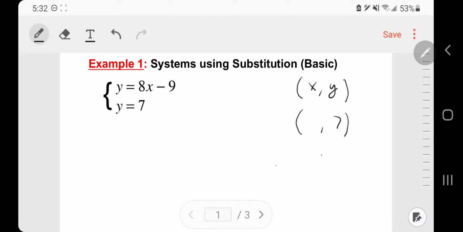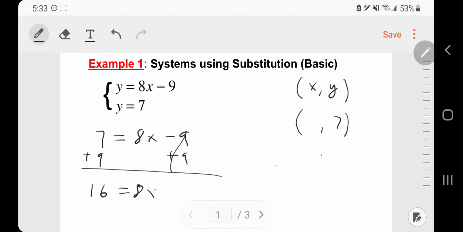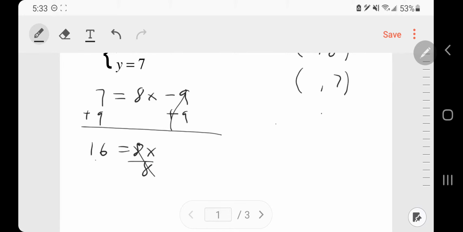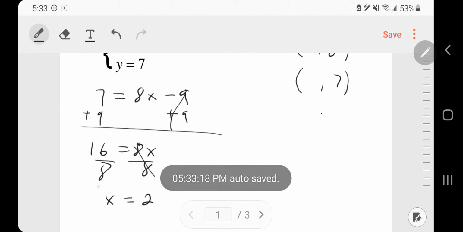is going to be. The way we do that is exactly what the name of it is, which is substitution. I'm going to be substituting the value that I have, y equals 7, in for my y in the other equation. This one's nice and easy. I already have a number for my y, so I'm going to plug it in. So this 7 is now going to replace the y in the first equation. So it'll be 7 equals 8x minus 9. And then I'm just going to solve this equation for x. Add 9 on both sides, I get 16 is equal to 8x. Divide both sides by 8, and I get x equals 2.